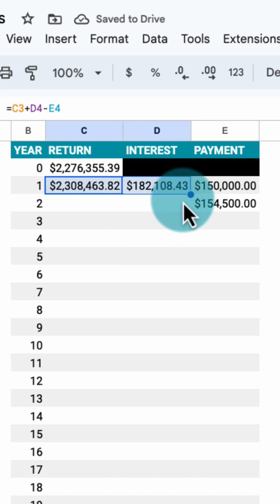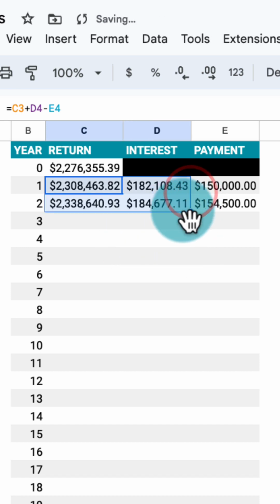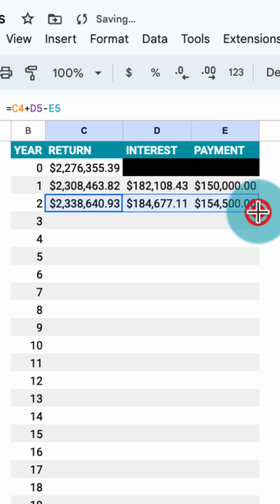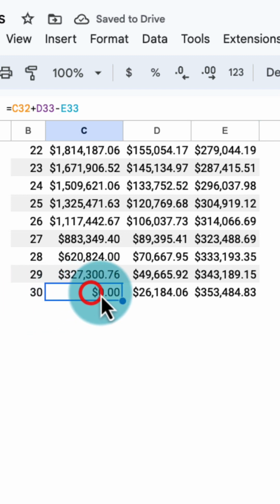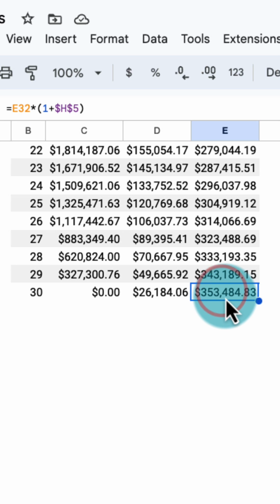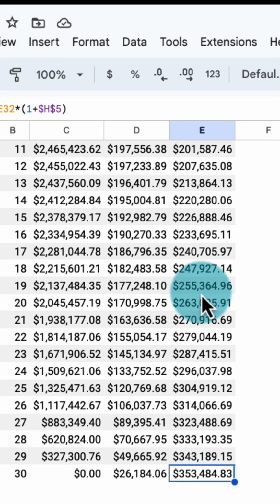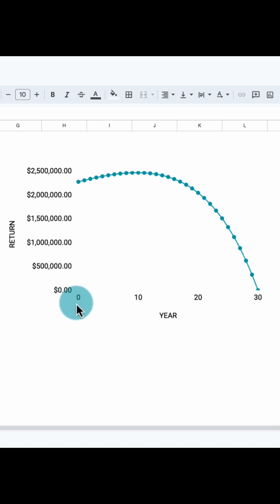Now we're going to copy this all the way down, and we can see that for all the years we are increasing our interest by 8% and our payment by 3%. At the end of year 30, we are left with exactly $0. And our last payment on the last year is going to be over $350,000. Here on the right, we can graph this from year 0 to year 30, and we can see how our investment grows and then it gets reduced to exactly $0.